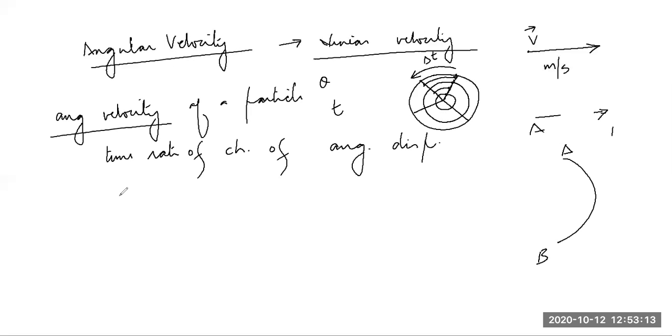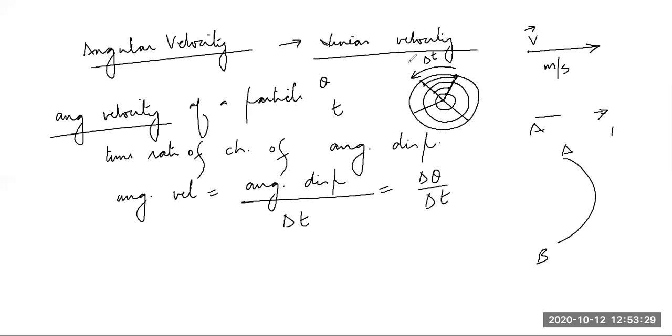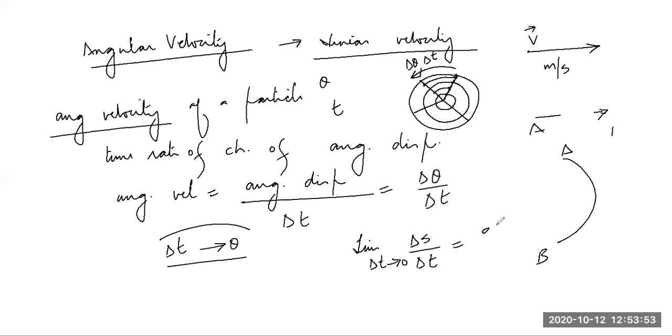So angular velocity would be angular displacement divided by time taken, delta t. So this is equal to delta theta by delta t, the angle delta theta in small time delta t. Now, we have already learned limits and derivatives. When delta t approaches zero, as you have seen, when we calculate average velocity delta s by delta t and take the limit as delta t approaches zero, it becomes ds by dt. This is the derivative of displacement with respect to time. So this will give you the instantaneous velocity.